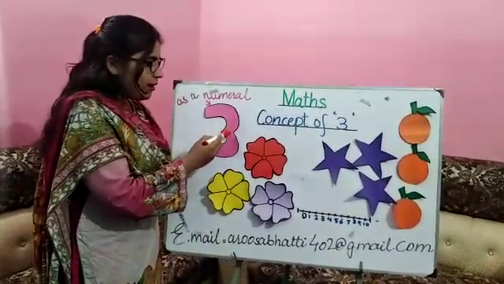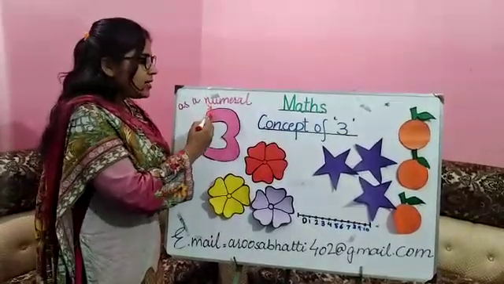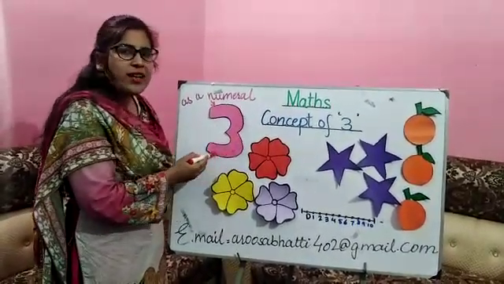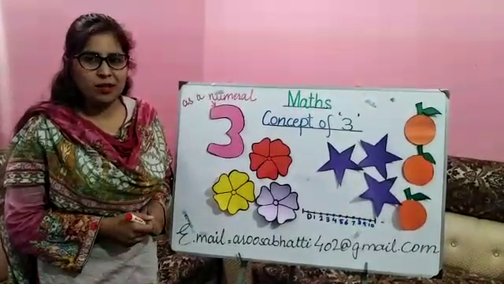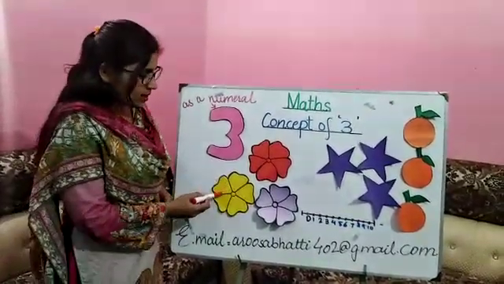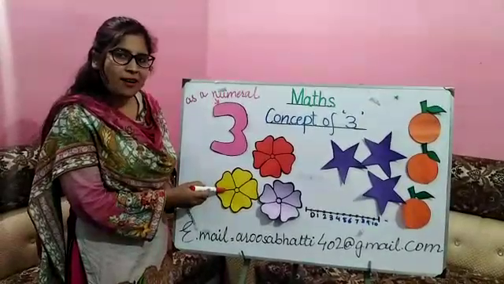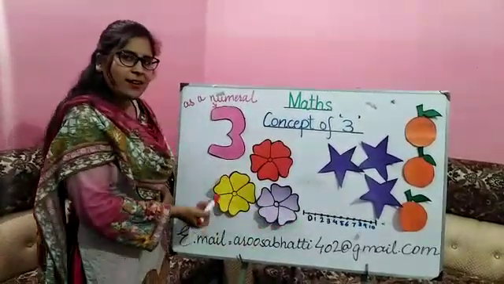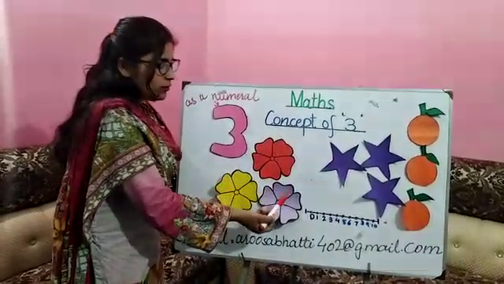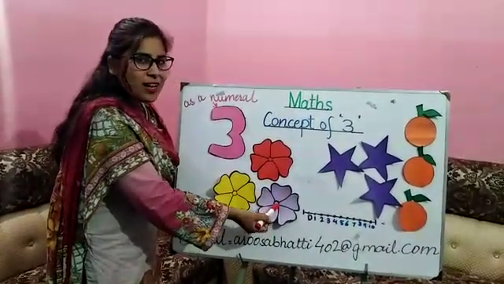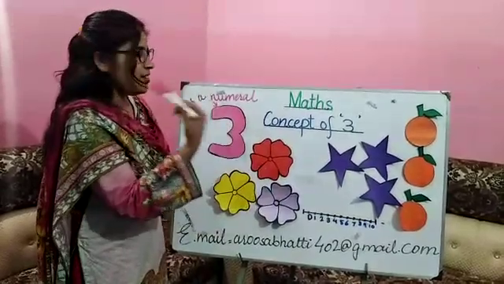This is a number 3. Well done, students. Now all of you look at the board carefully and tell me, what is this? This is a flower. And how many flowers are there? Count with me. 1, 2, 3. Wow, there are 3 flowers.